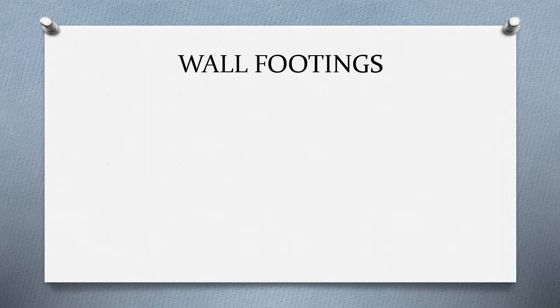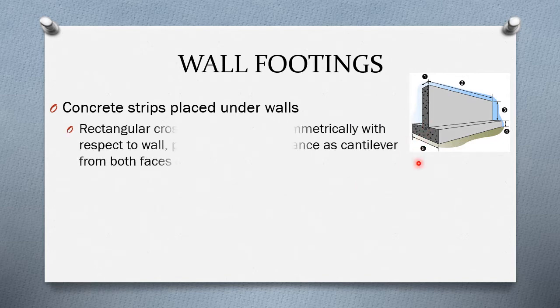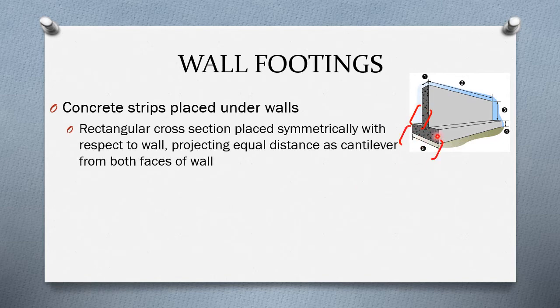First, let's talk about something called wall footings. These are concrete strips that are placed underneath a wall. It's a rectangular cross section, and it is symmetrically placed with respect to the wall. It will project an equal distance from either side of the wall, and it acts as a cantilever from both faces of the wall.